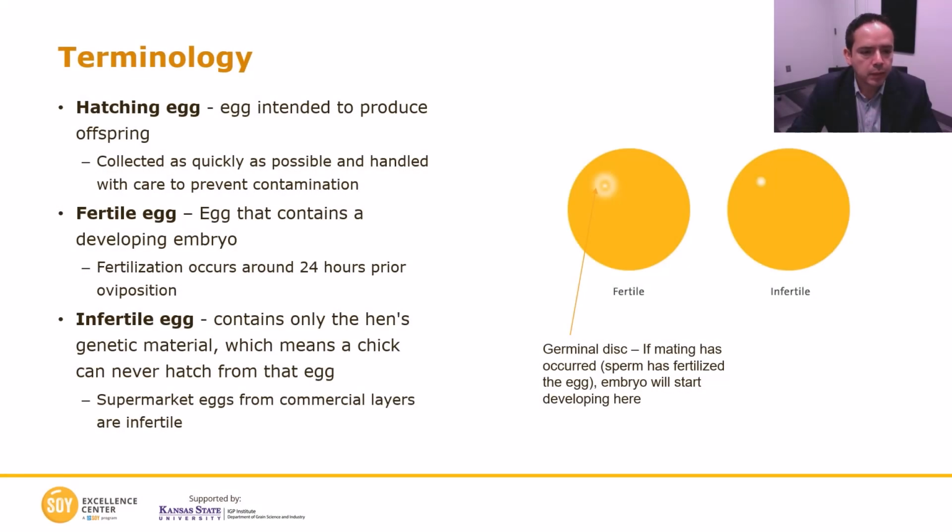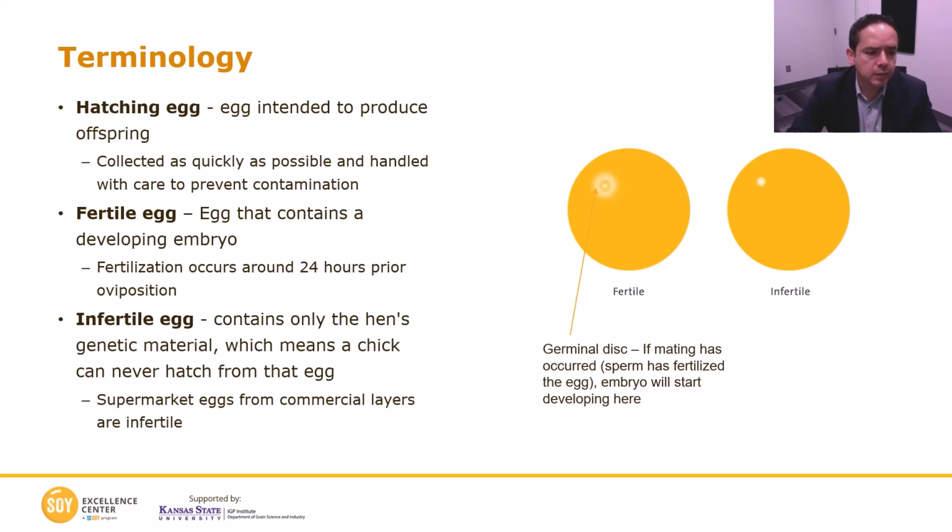Another important terminology is this one. Hatching egg is an egg intended to produce offspring. These eggs should be collected as quickly as possible and handled with care to prevent contamination. A fertile egg is an egg that contains a developing embryo, and let's remember, fertilization occurs around 24 hours prior to oviposition.